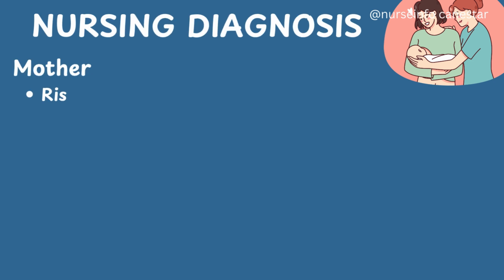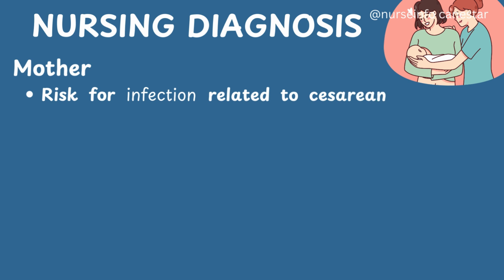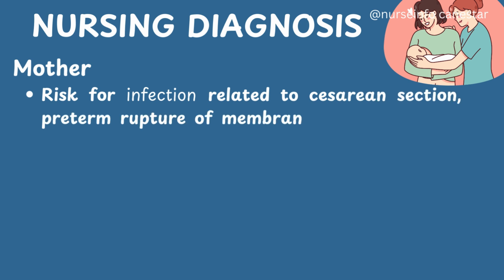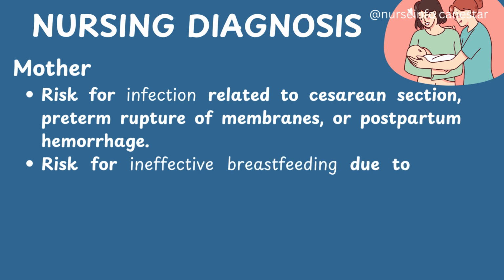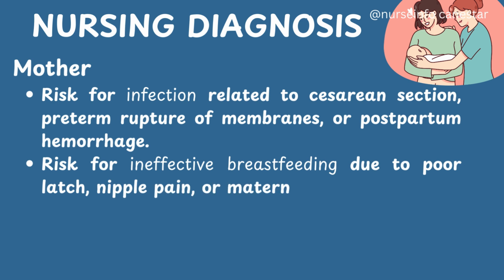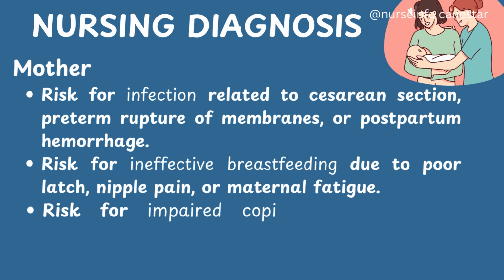Nursing diagnosis. Mother. Risk for infection related to cesarean section, preterm rupture of membranes, or postpartum hemorrhage. Risk for ineffective breastfeeding due to poor latch, nipple pain, or maternal fatigue. Risk for impaired coping due to stress, unexpected complications, or neonatal admission to NICU.